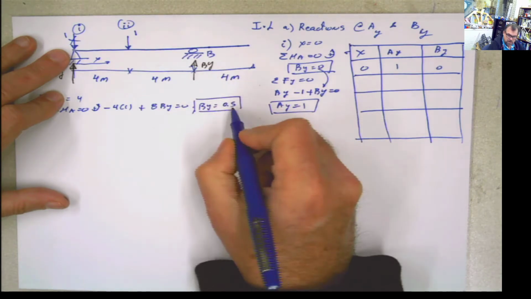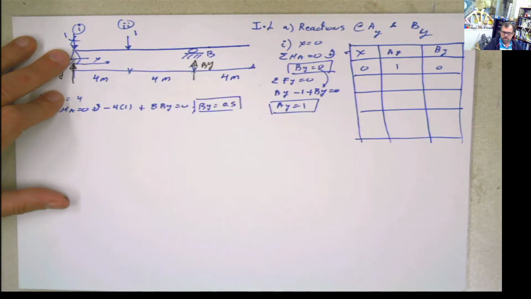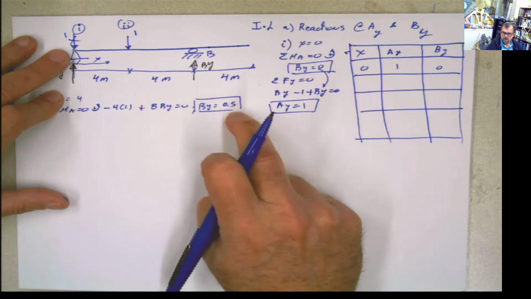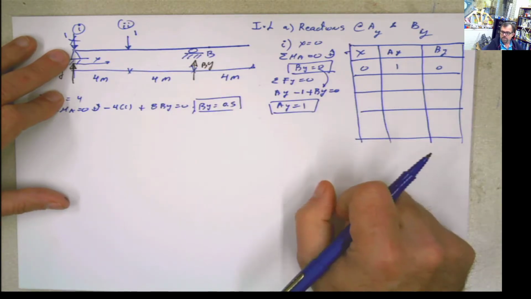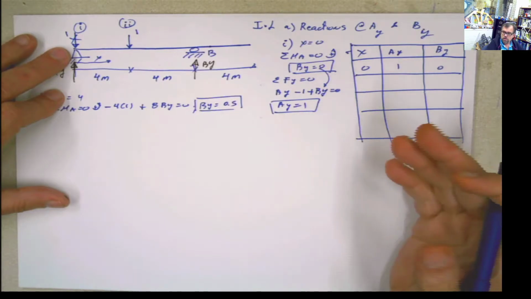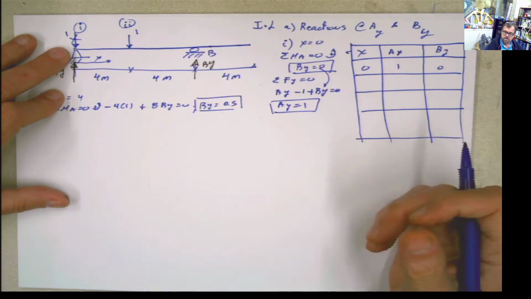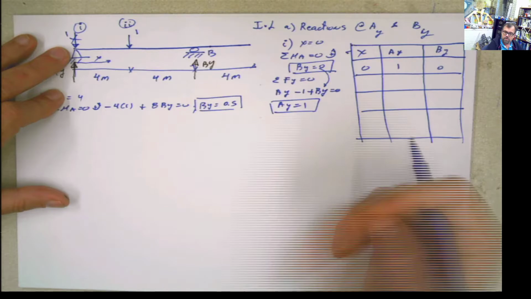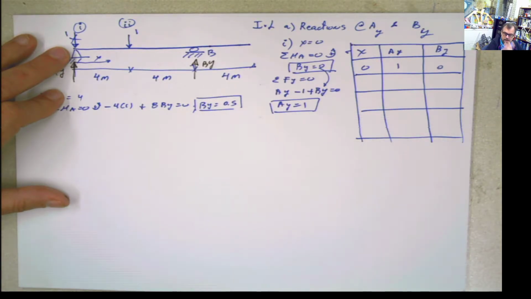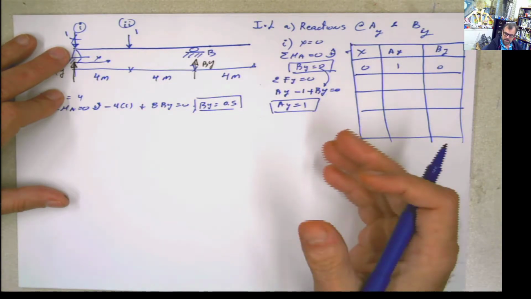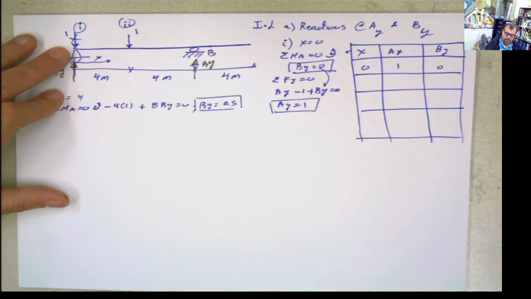What units? Quick, tell me. What are the units for Ay and By? None, because this is dimensionless. We are doing unit influence lines, and we don't put any unit when you draw the influence lines. The units will come afterwards, and I will explain how.